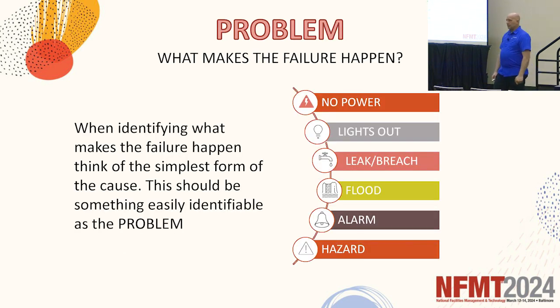So the problem, we have a failure, now we have a problem associated with that. So what makes a failure happen is your problem. Again, be simple on these. Get down to what you need to do, but keep it high level at this point. Look at it as a step system. Some things that are easily identifiable: no power, lights are out, leak or a breach.